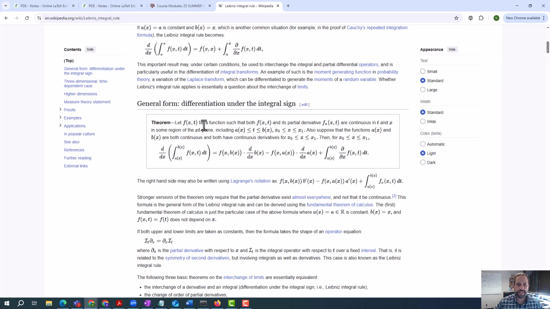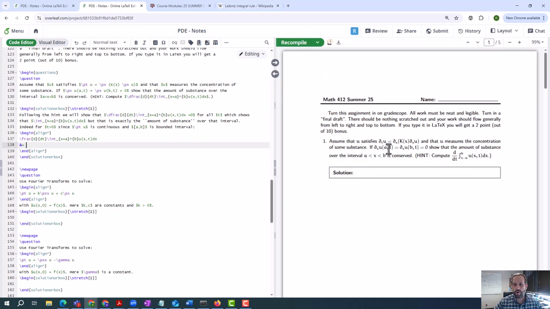Let f of x, t be a function such that both f and its partial derivative are continuous in t and x in some region of the xt plane. Okay, and so that's what we have here. We're assuming that the t derivative, not assuming, the t derivative of u is continuous in the t and x variable. Okay, from what we've seen in class.